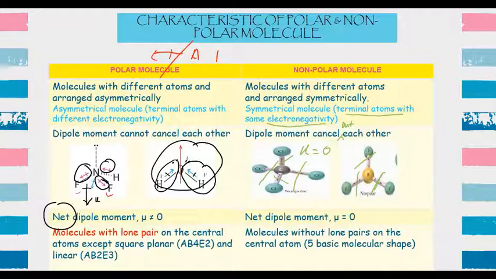Sorry, bukan yang itu. Sekejap show you back. This one boleh cancel dengan this one boleh cancel juga dengan that one. Okay, so as a result, the resultant dipole moment ataupun net dipole moment dia mu equal to 0. Molecule without lone pair on the central atom. So kesemua basic molecular shape adalah non-polar molecule.